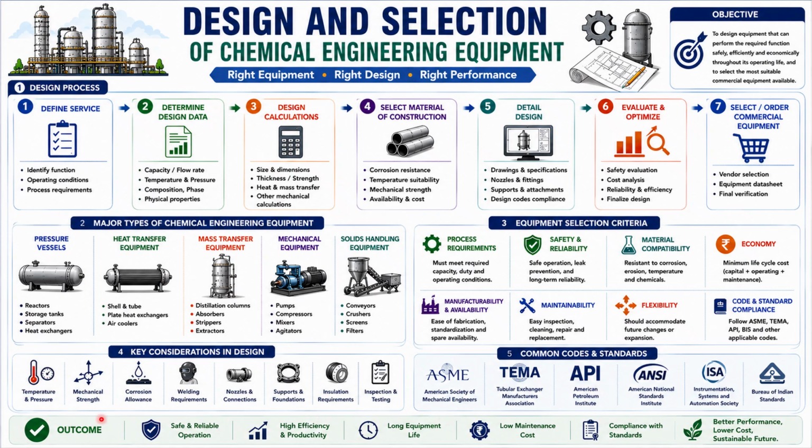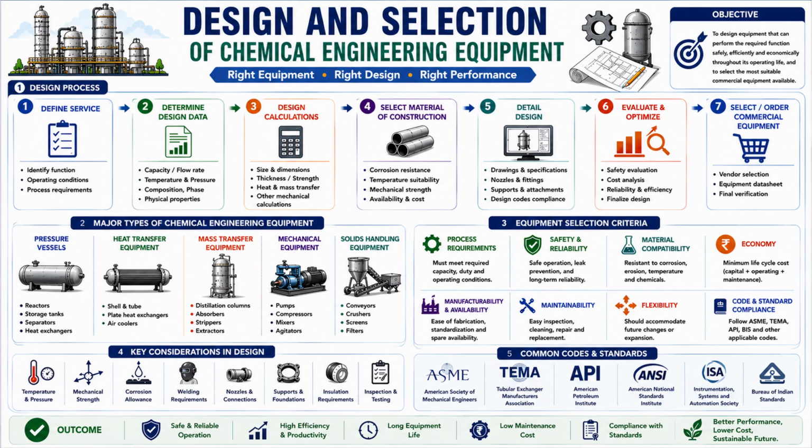Okay, so what are the outcomes from this? Again, safe and reliable operation, high efficiency and productivity, long equipment life, low maintenance cost, compliance with standards, better performance, lower cost, and a sustainable future. So these are the outcomes of a better design or selection of chemical engineering equipment.